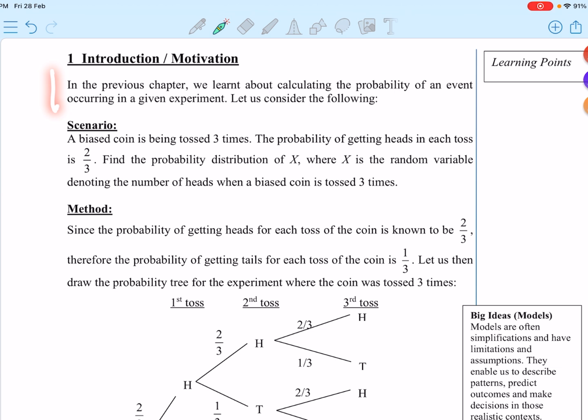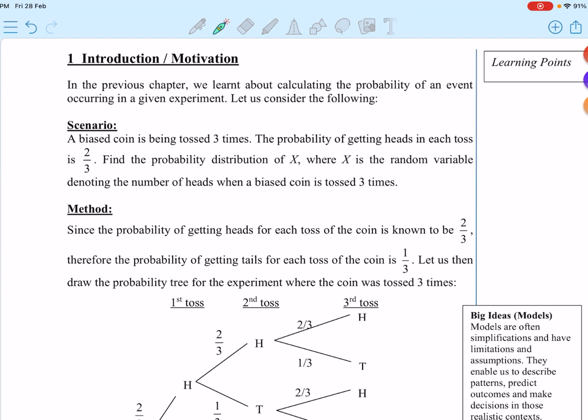Let us consider the following. In this scenario, a brass coin is being tossed 3 times. The probability of getting heads in each toss is 2/3. Find the probability distribution of X, where X is the random variable denoting the number of heads when a brass coin is tossed 3 times. So in this case, what are the values that X can take? Can it take 3 values or 4 values?